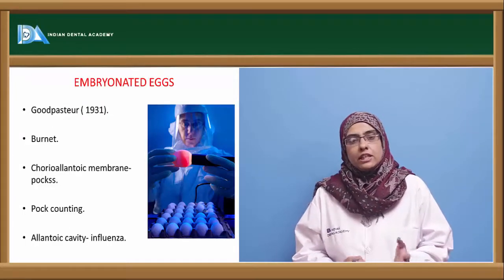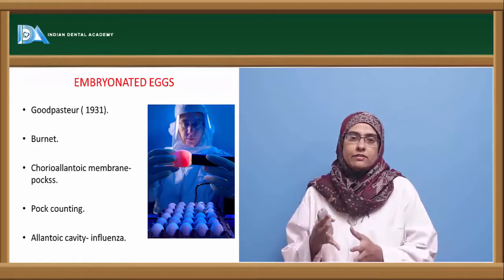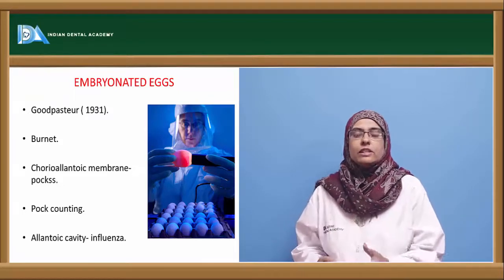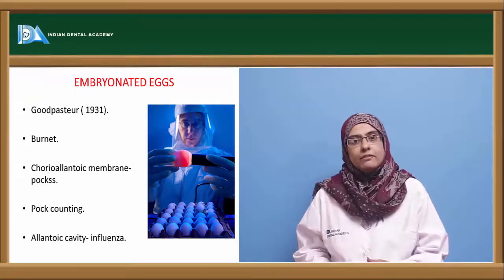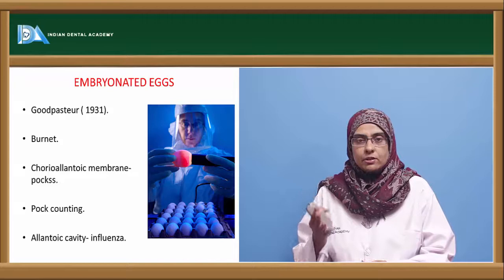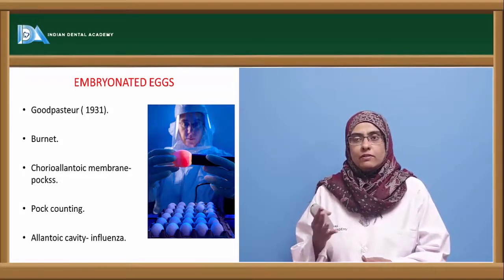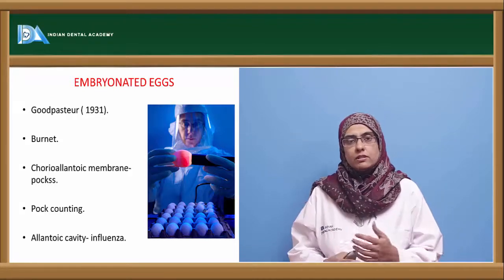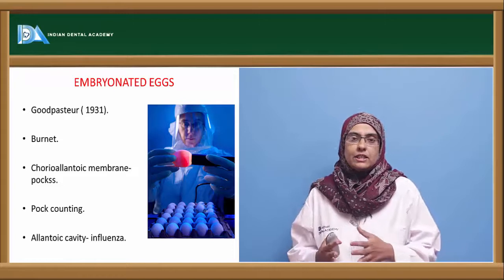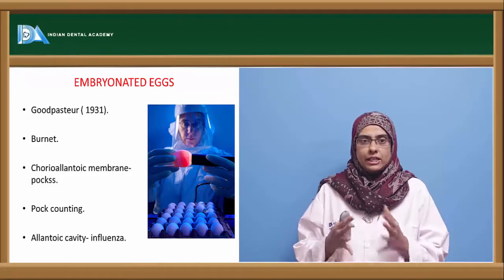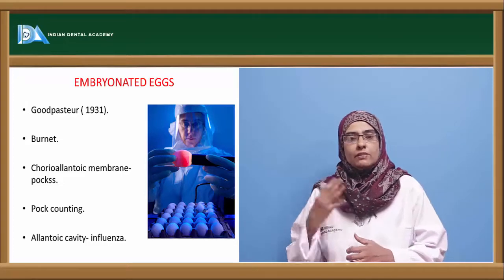Next is the use of embryonated eggs. It has completely changed the field of virology, where it is now very easy to cultivate the viruses in the embryonated egg, which is easily available and low cost. It was Pasteur who had made use of this cultivation of viruses in the embryonated egg, which was later developed by Burnet. So there are a wide variety of sites present in the embryonated egg that allow us to inoculate and cultivate different types of viruses.